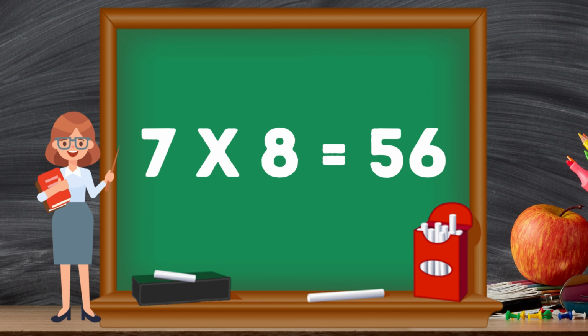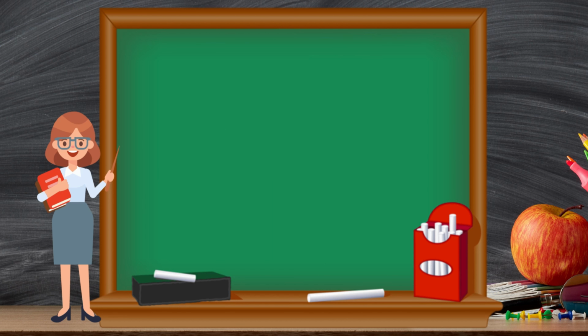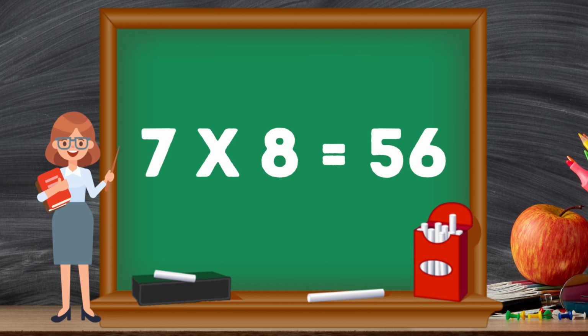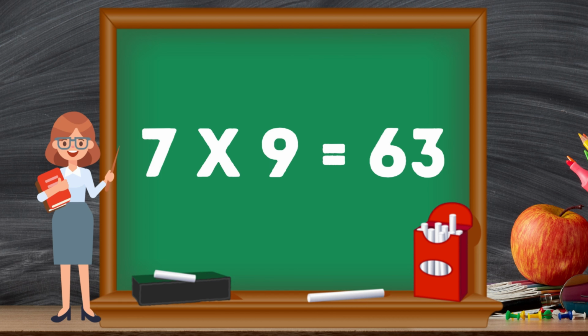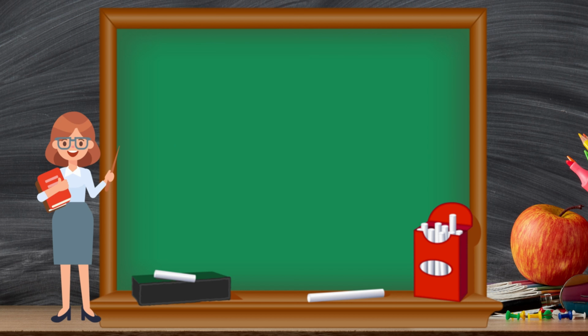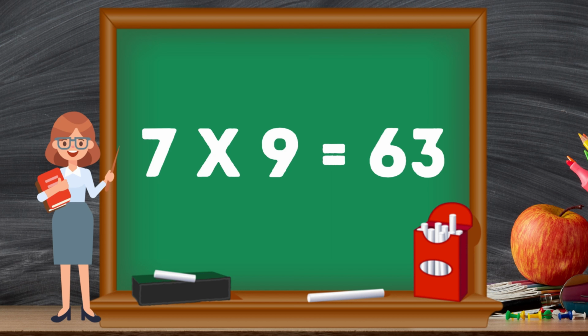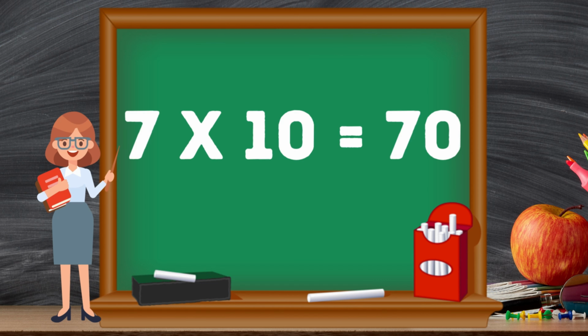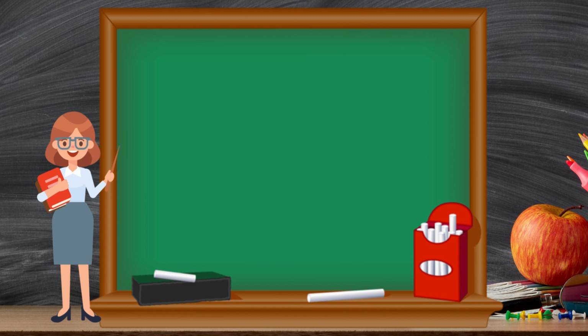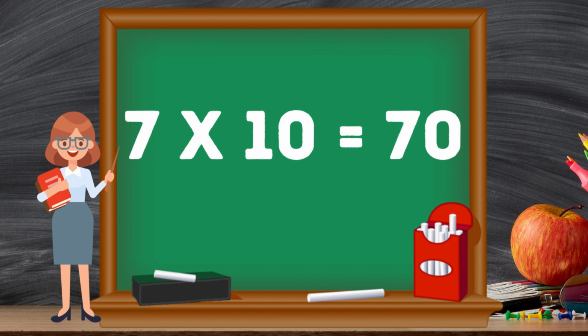Seven eights are 56. Seven nines are 63. Seven tens are 70.